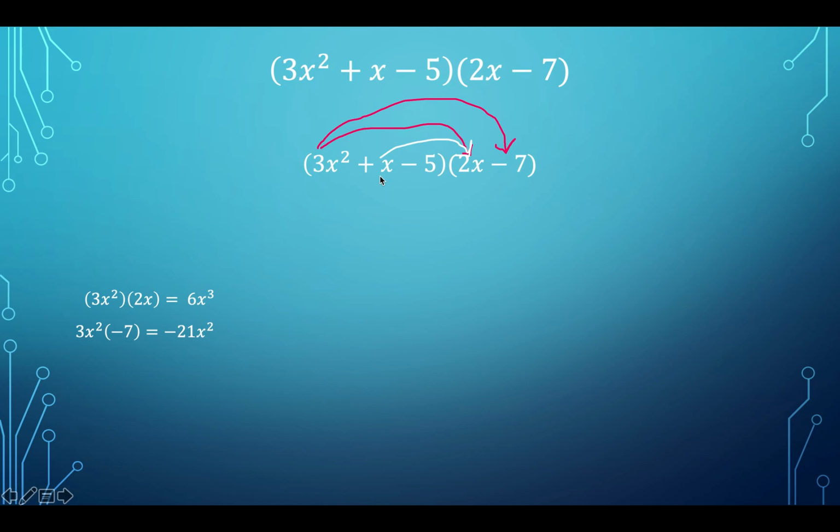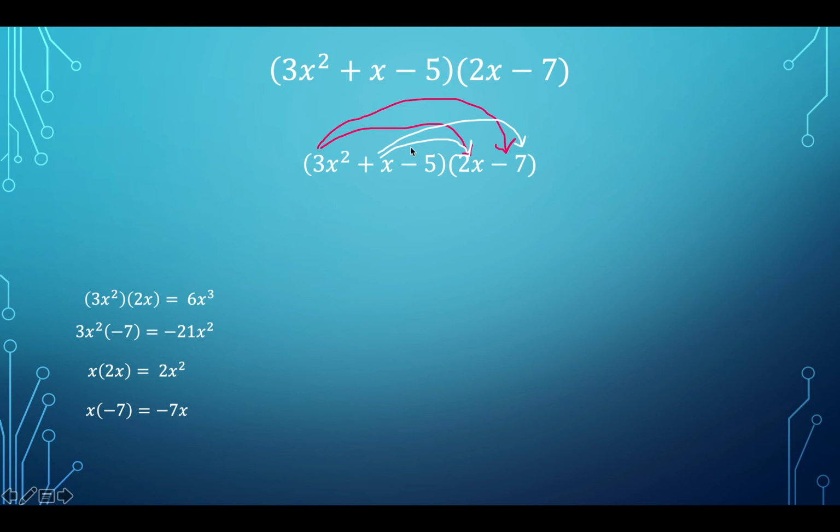So x times 2x gives us 2x squared. Next, like I just said, we're going to do x times negative 7. X times negative 7 gives us negative 7x. Okay, so now we've distributed the x to every term in this parentheses.